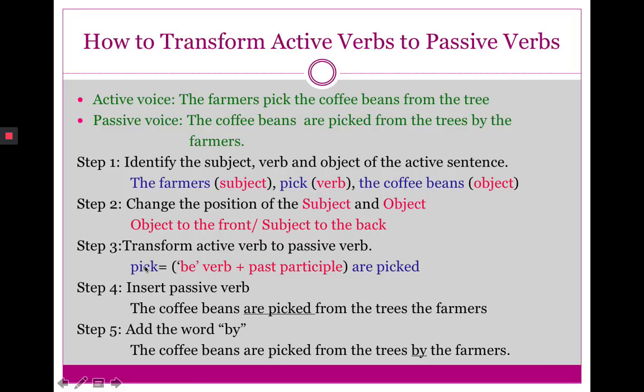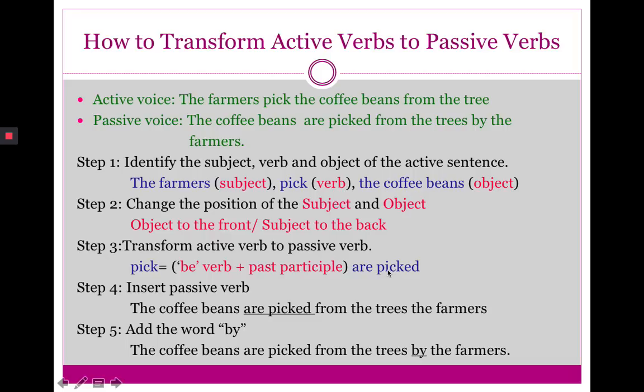Pick, right? The verb pick, you are going to add a be verb and past participle. Okay, so to add the be verb, how do you know you're going to use are? You look at the object. What is the object? The coffee beans. It's plural, right? So that is why you use are. Okay, and then look at the word pick.